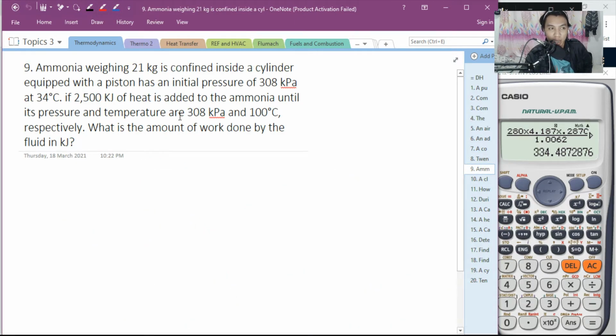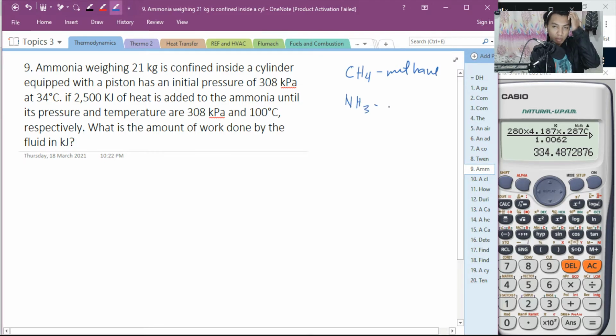So, for number 9, an ammonia weighing 21 kilogram, ito na naman, paulit-ulit. Ulit-ulit na lang yung ating problem. So, ammonia. Methane kasi is CH4. Ammonia is NH3. This is methane. Alamin nyo to methane. NH3 is ammonia.